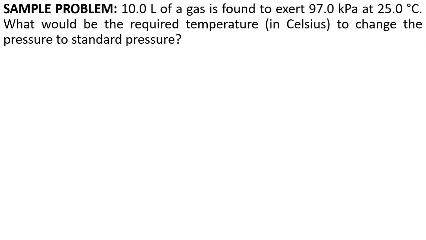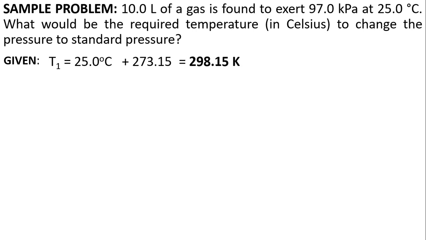10 liters of a gas is found to exert 97.0 kilopascals at 25 degrees Celsius. What would be the required temperature in Celsius to change the pressure to standard pressure? It's very simple. Let's analyze the given. So we have T1, the temperature. So what you want to do is to convert this to Kelvin. Okay, so plus 273.15 equals 298.15 Kelvin.